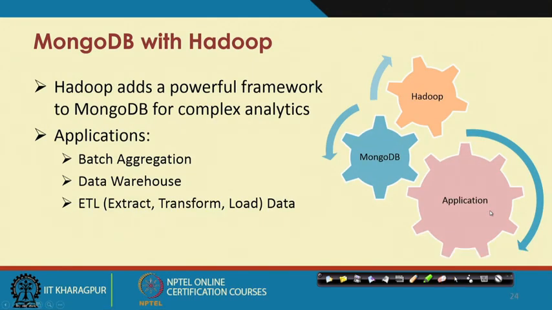MongoDB works hand in hand with Hadoop. Hadoop adds a powerful framework to MongoDB for complex analytics, and different applications are supported, such as batch aggregation, data warehousing, and ETL data, that means extract, transform, and load of data. This is a common term, ETL, in the context of databases. So, batch aggregation, data warehousing, and ETL data handling are the different functionalities of MongoDB along with Hadoop.